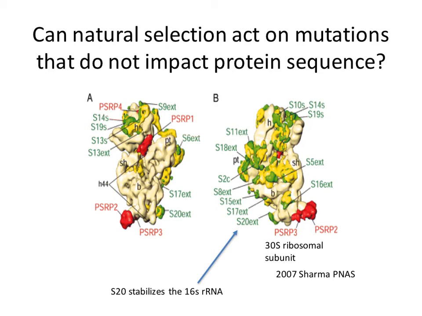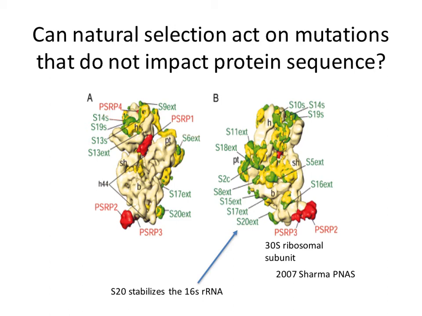Is the function of this protein important? This complex of proteins? What does the ribosome do? What does it do? Yeah, it makes proteins. It translates RNA into proteins. So you better be damn sure that if you screw up the ribosome, you're going to screw up the organism. If you can't make protein, you're dead.